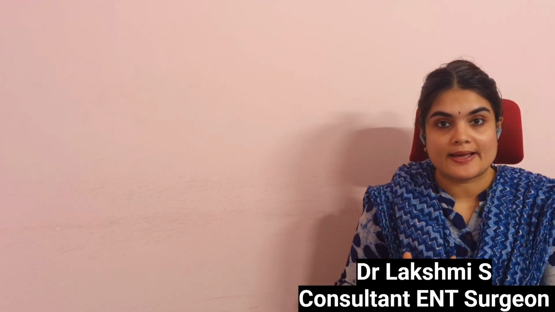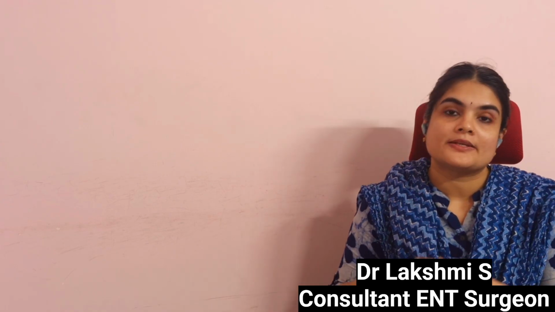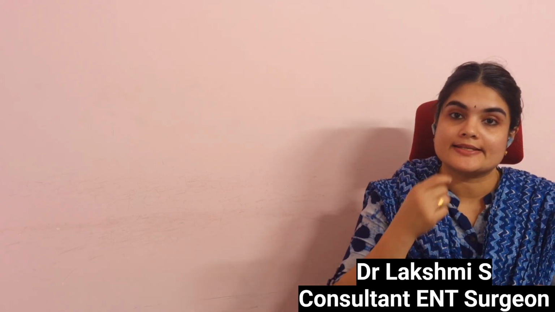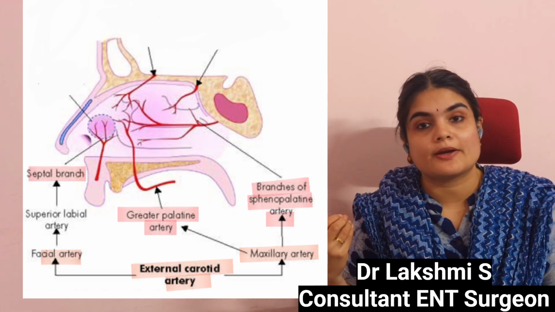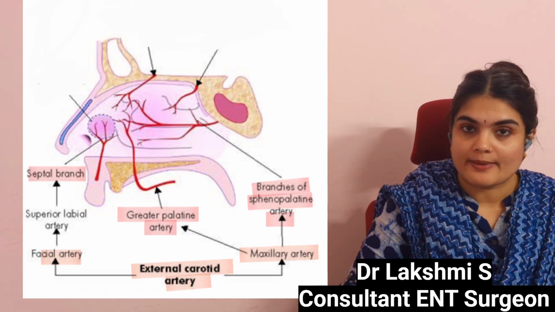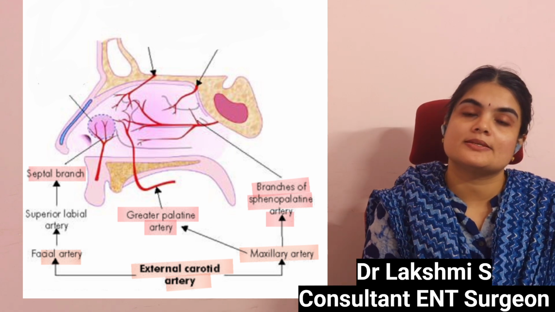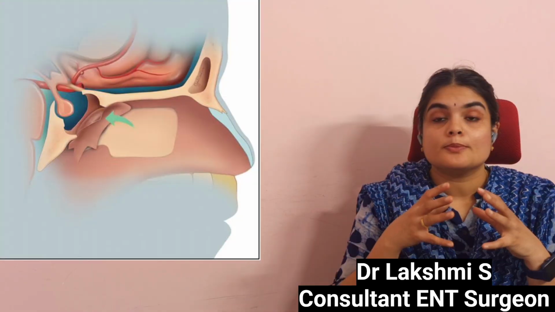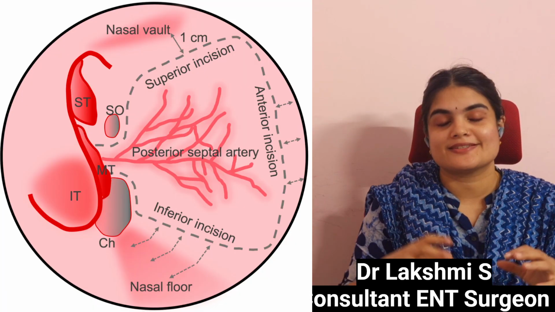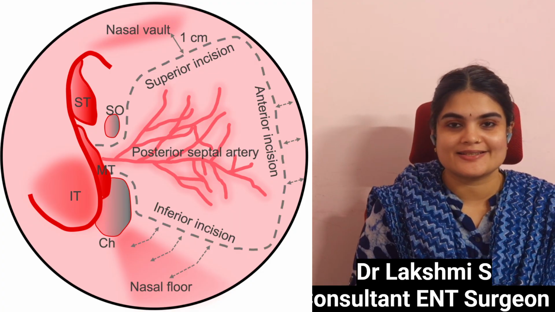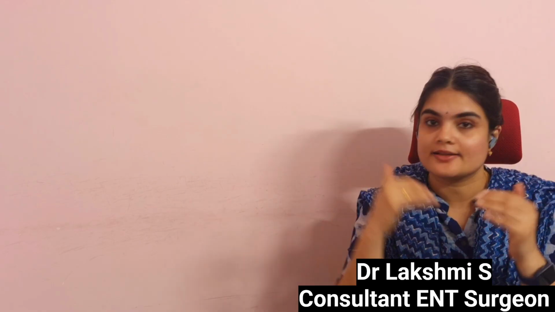From the internal maxillary artery, you have 2 branches, the greater palatine and the sphenopalatine artery. The greater palatine artery enters via the incisive foramen and supplies the antero-inferior part of the septum. The postero-inferior part of the septum is supplied by the sphenopalatine artery. A main artery that you have to remember is the posterior septal artery, which is a branch of the sphenopalatine artery. The posterior septal artery is the basis of the nasoseptal mucosal flap, which is a workhorse in our skull-base surgeries.